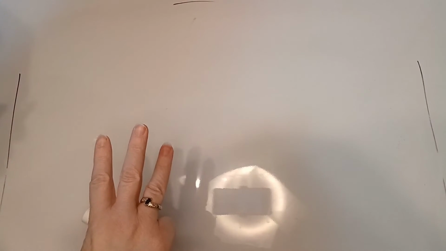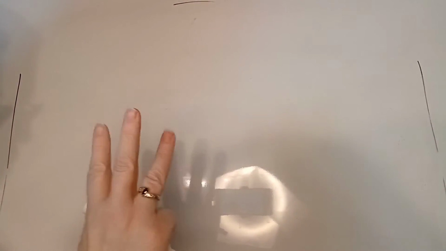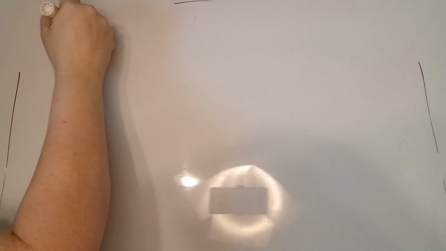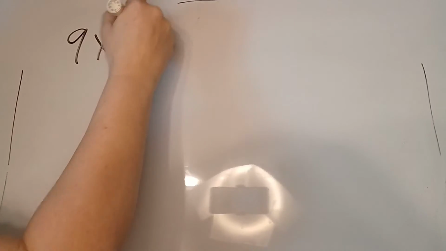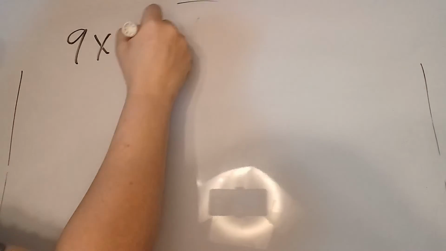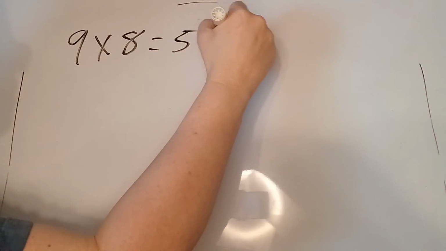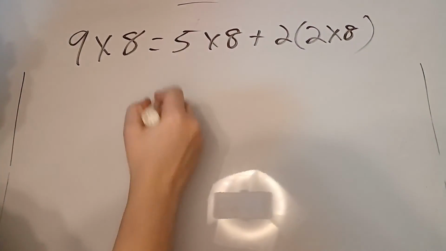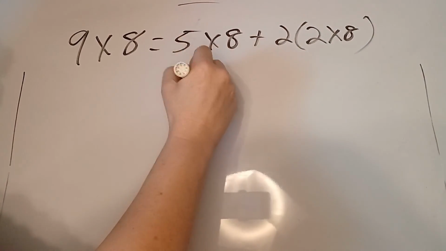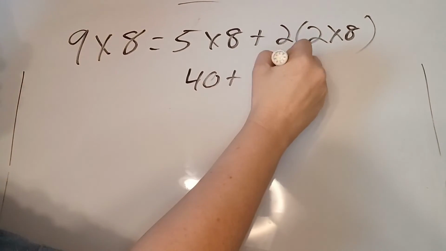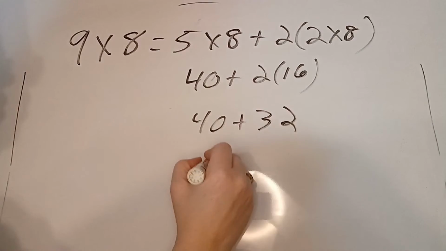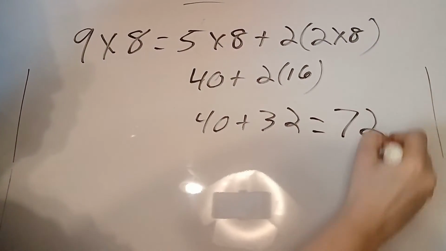There are 3 tricks for 9 times a number that I will be covering in another video. So let's just carry this one further. 9 times 8 is 5 times 8 plus 2 times 2 times 8. So 40 plus 2 times 16 is 72.